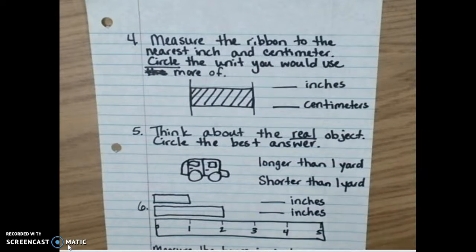The next type of question you're going to see is where it says measure the ribbon to the nearest inch and centimeter. And then it says circle the unit that you would use more of. So you need to be reading these directions very carefully. A lot of them have more than one step. So it says measure the ribbon to the nearest inch and centimeter.